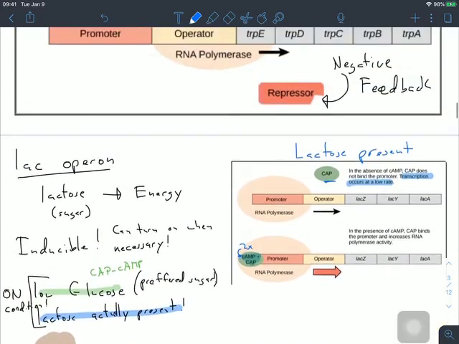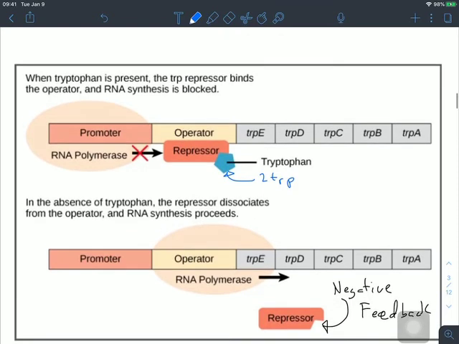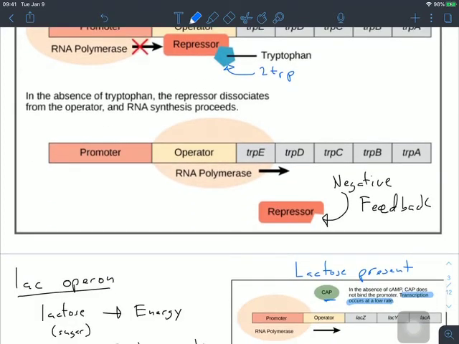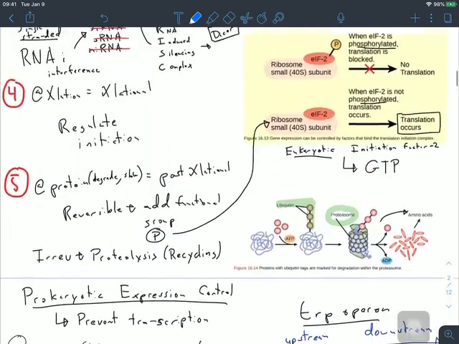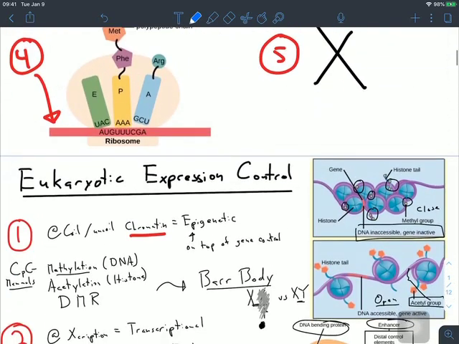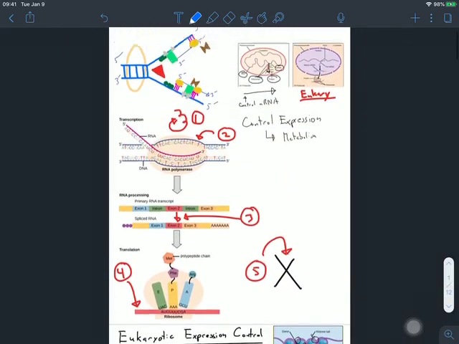In the same way, I'd expect for you to be able to explain to me when tryptophan is created and under what conditions the trp operon is operating. Particularly, be able to explain how the negative feedback loop works here. And then a broad understanding of the 5 different places in which eukaryotic expression control can occur.